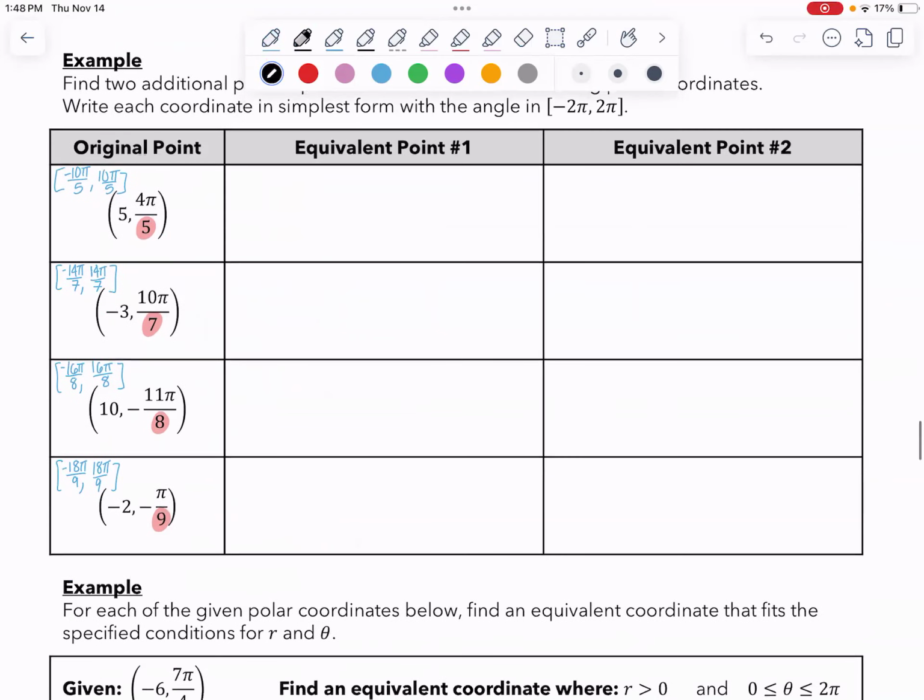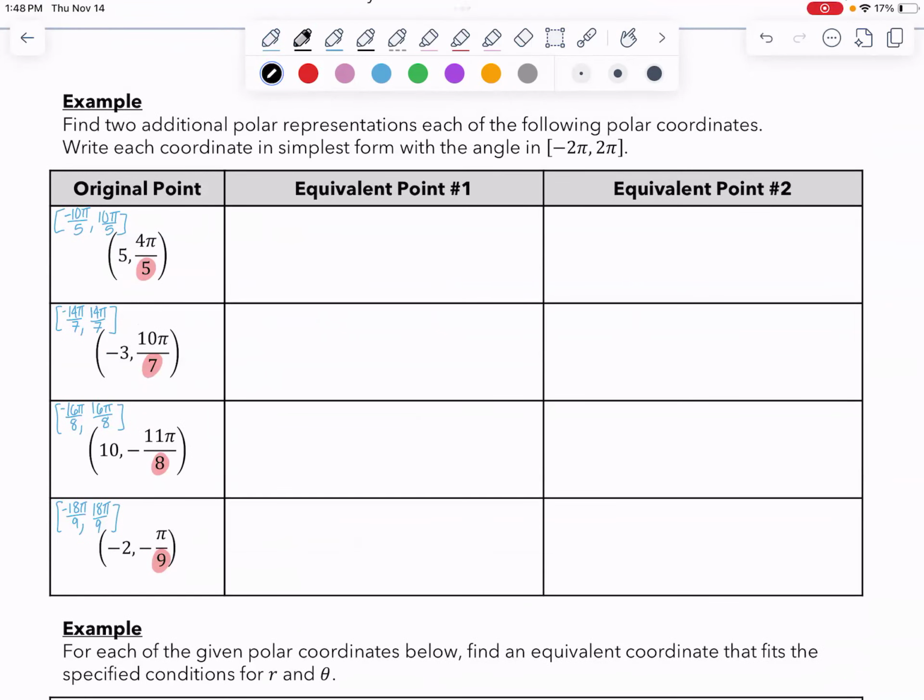So for the first equivalent polar coordinate, we're going to do the even multiples of pi. We're going to either add or subtract 2 pi. And for the second equivalent coordinate point, we're going to change the direction of r, opposite r, and then add or subtract just pi.